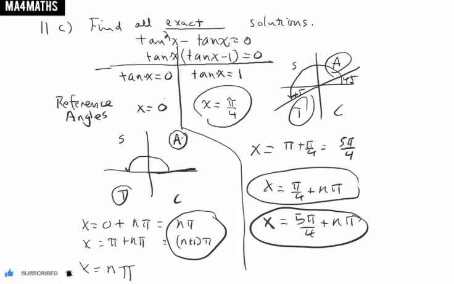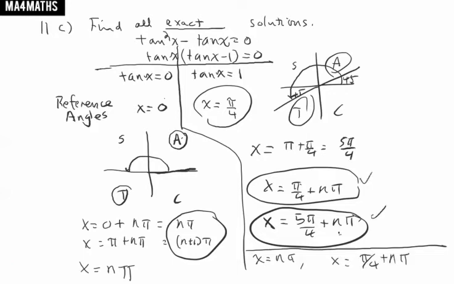If n is 0, if n is 1, you'll get 5 pi over 4, and if n is 0 in here, you'll get 5 pi over 4. They're just off. So what most people do when they write the solution, they'll just say x is n pi, and x is equal to pi over 4 plus n pi. If you write both of them, it's not wrong. It's just that you're being redundant, so to speak.